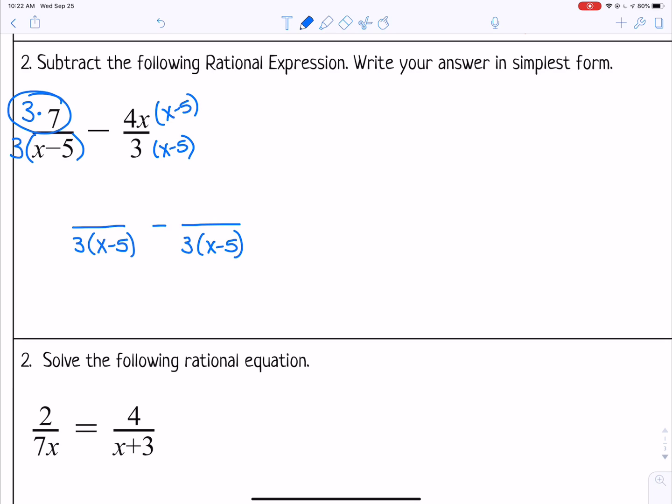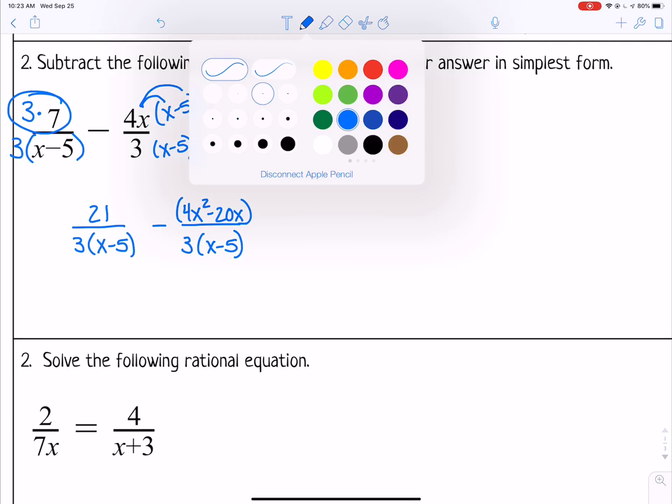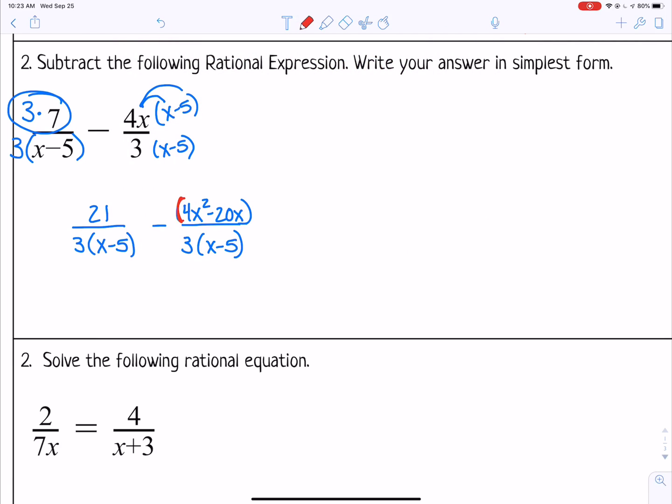So then we get 3 times 7 is 21. We have 4x times x minus 5. So let's distribute, and we would get 4x squared minus 20x. Keep in mind you're subtracting this time, so you are subtracting this whole numerator over here, not just the 4x squared, so that's where you have to be careful with these. But we're going to work on combining like terms now. So let's bring down our common denominator, leave it just like it looks, but write it one time.